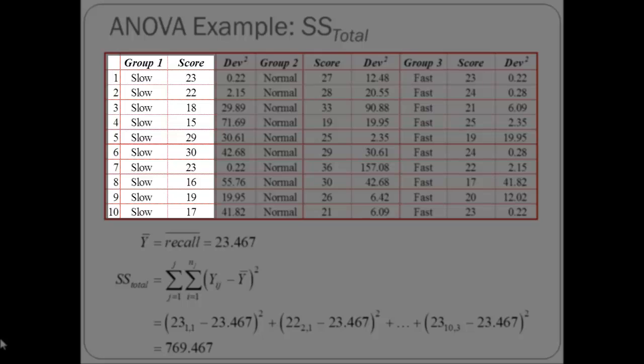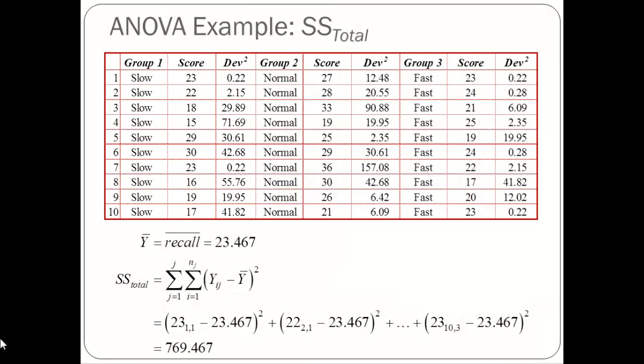You can see that I have a column labeled DEV squared. And what this column is, is each individual score, for example, 23 for the first student in the slow group, minus the overall or grand mean, 23.467, squared.